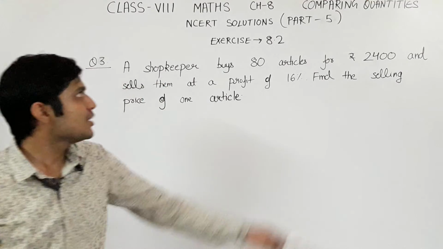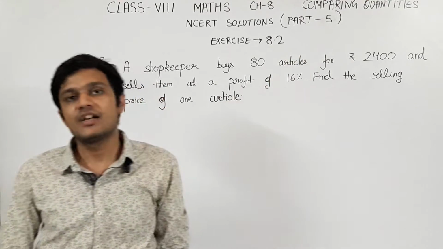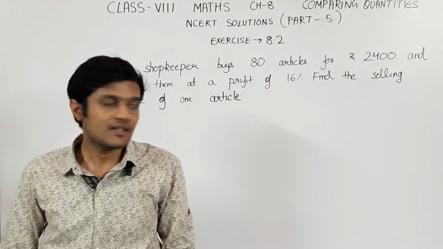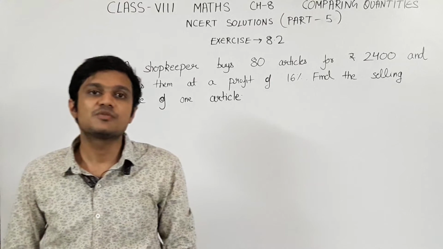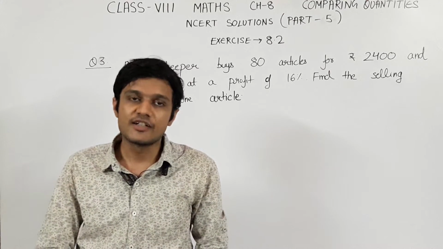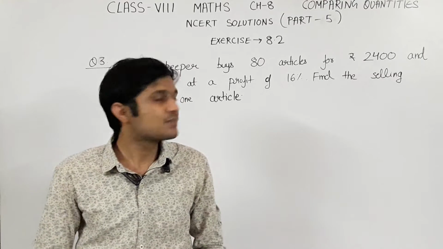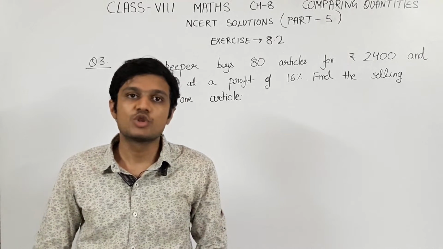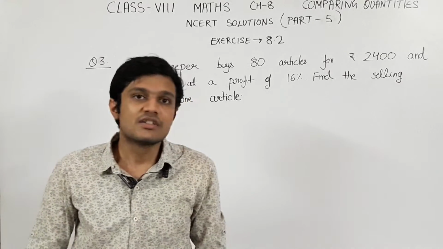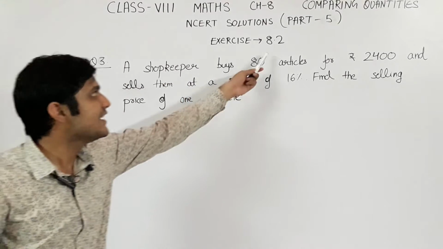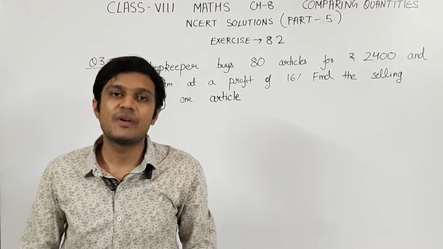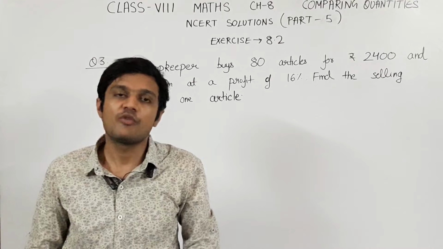Today we will start the part 5th of chapter 8, comparing quantities of class 8. In the previous parts we have discussed the concepts related to this chapter. In this part we will again take some questions related to our previous topics. So this question is from exercise 8.2, question 3rd. This question is also based on the concept of profit and loss.